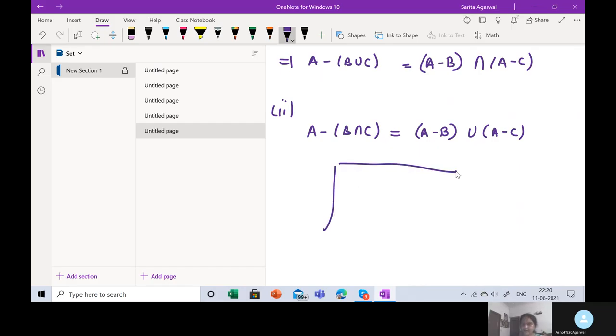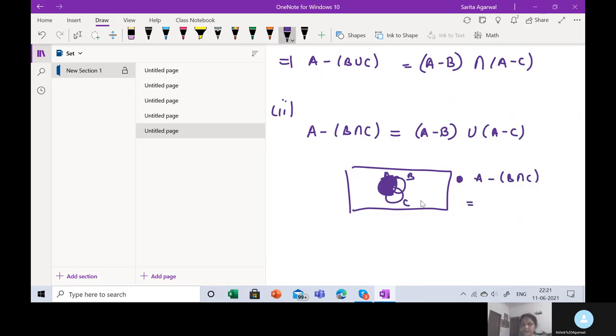So according to the Venn diagram, this is A, this is B, this is C. B intersection C is just this part. A minus B intersection C means, this is B intersection C, so A minus B intersection C is this part. The shade shows A minus B intersection C.